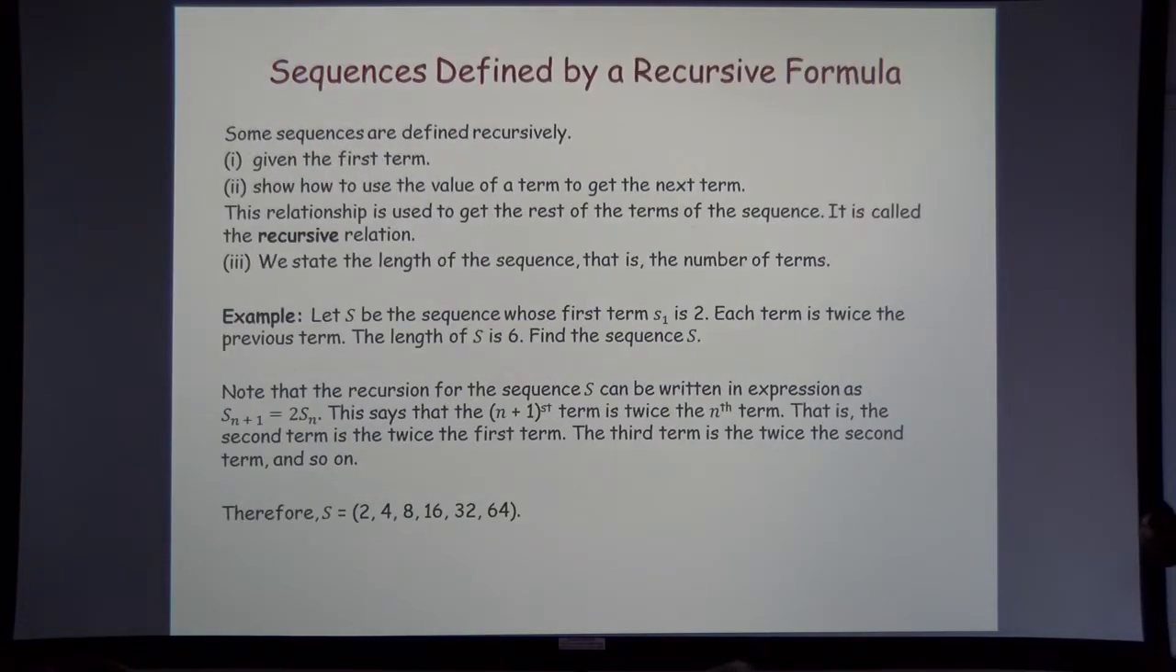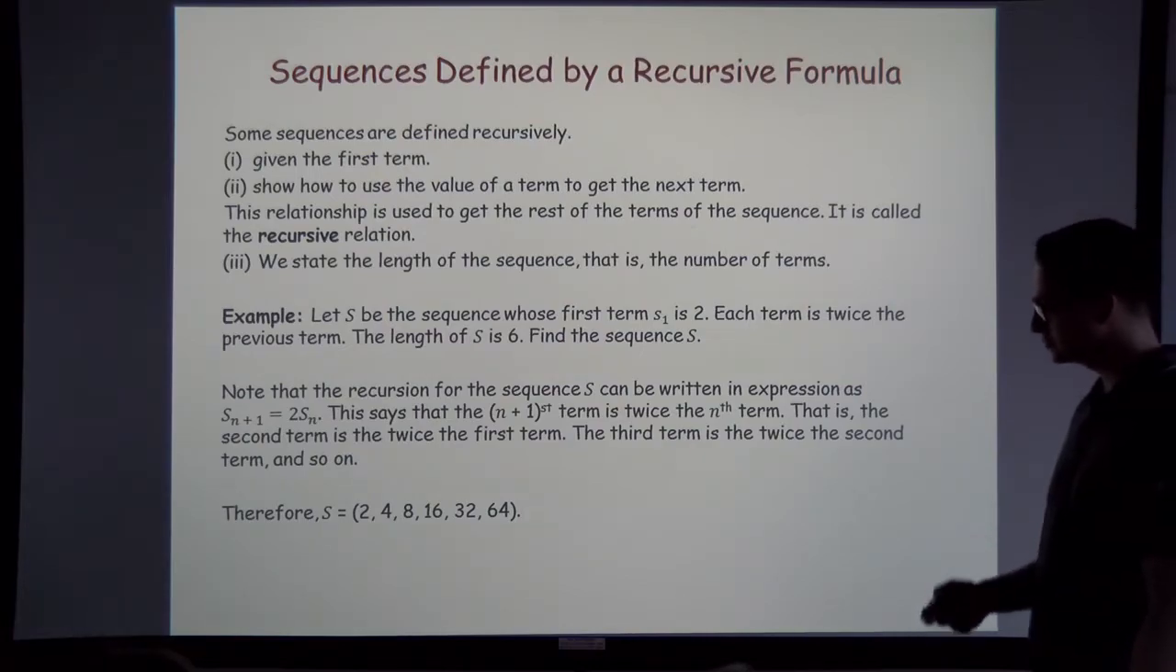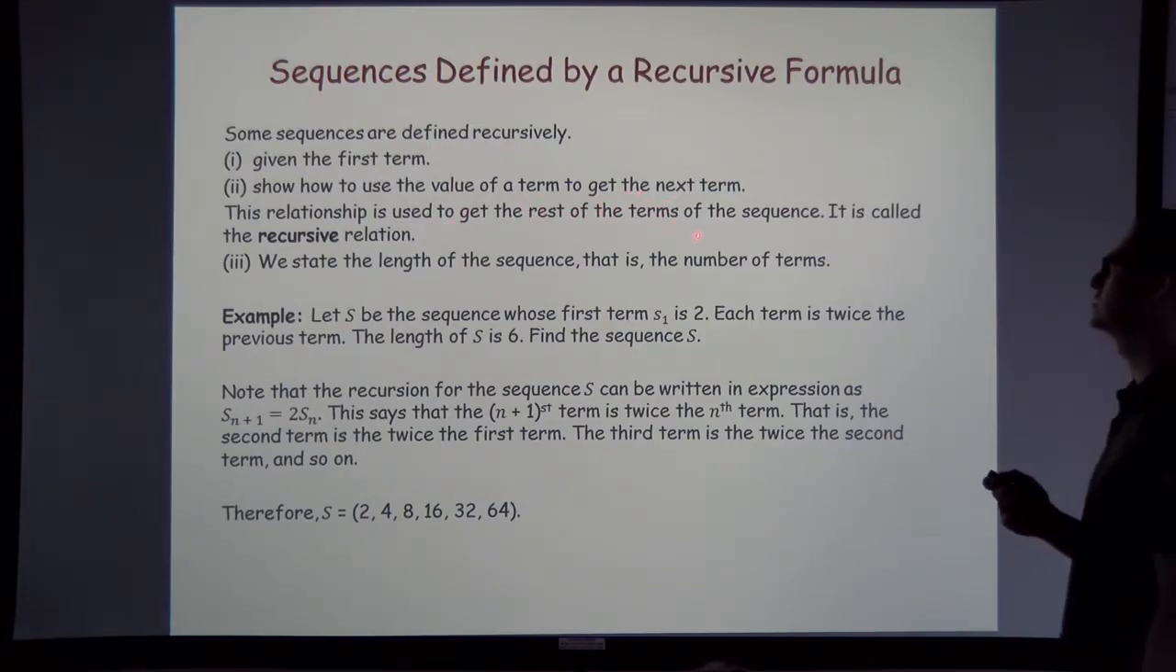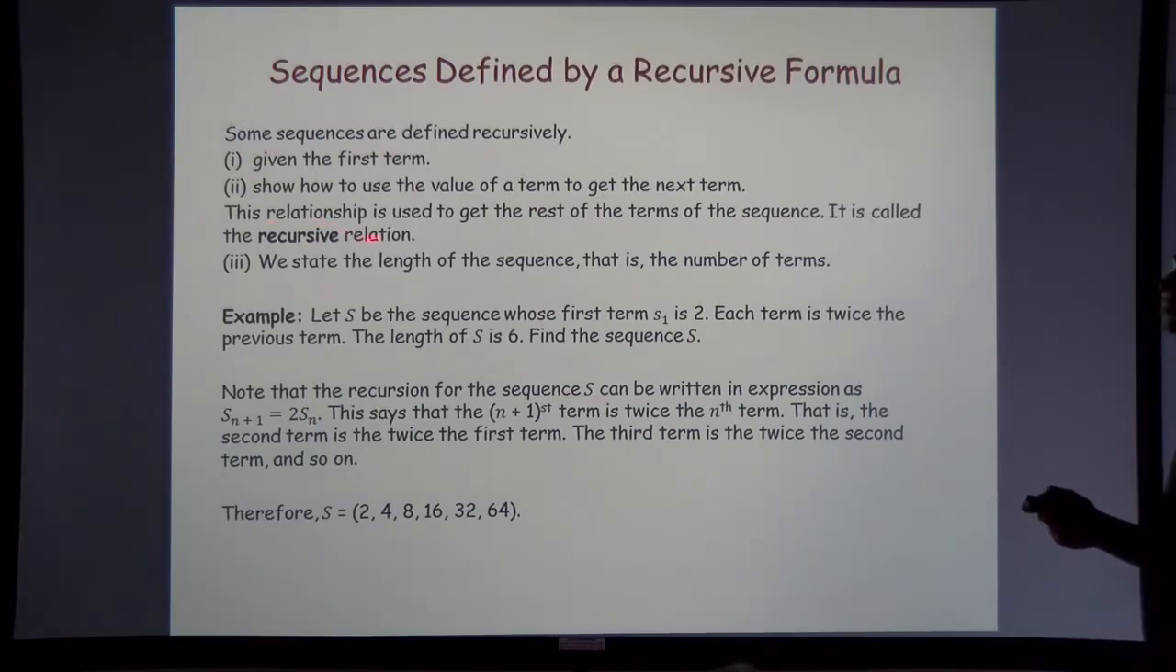A sequence defined by a recursive formula. Some sequences are defined recursively, meaning first we're given the first term. Second, we're shown how to use the value of a term to get to the next term. This relationship is used to get to the rest of the terms of the sequence. It's called the recursive relation. So we state the length of the sequence, that is, the number of terms.